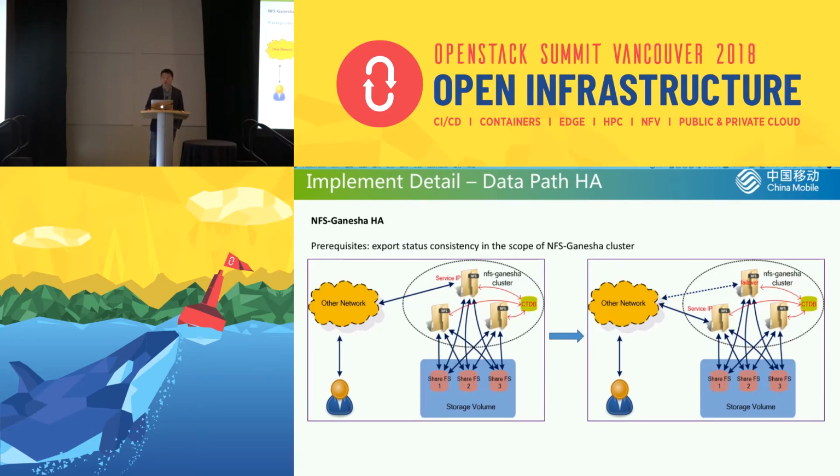CTDB monitors the operating status of all members of the NFS-Ganesha cluster. Once an NFS-Ganesha member is detected as abnormal, it is immediately moved out of the cluster and the service IP is transferred to any NFS-Ganesha member that is running well. This ensures the continuity of the client's NAS business and the reliability of the data path.